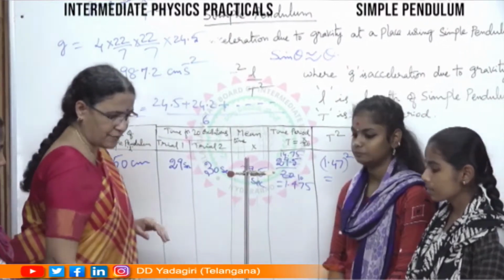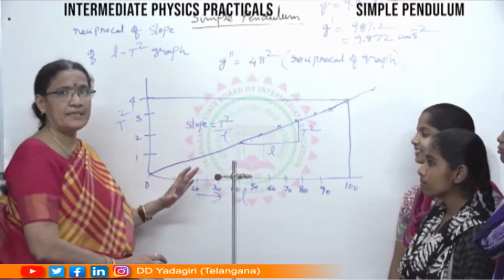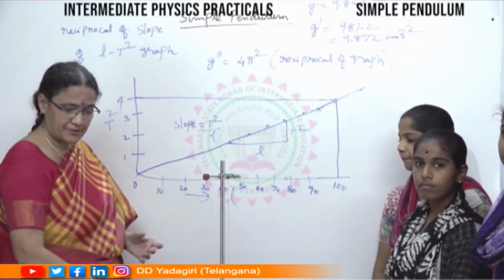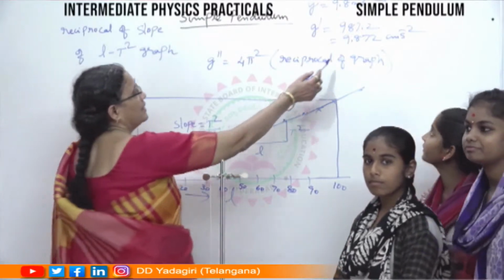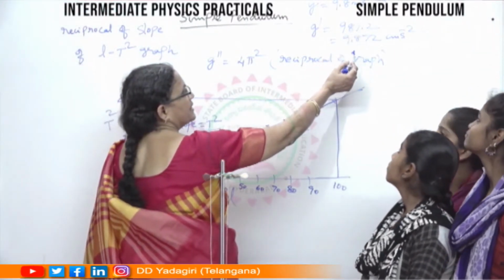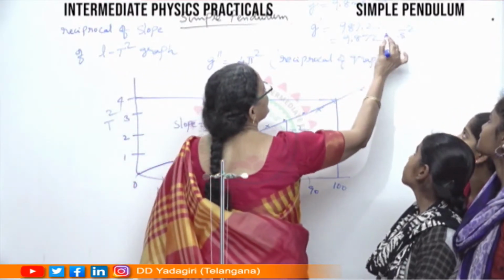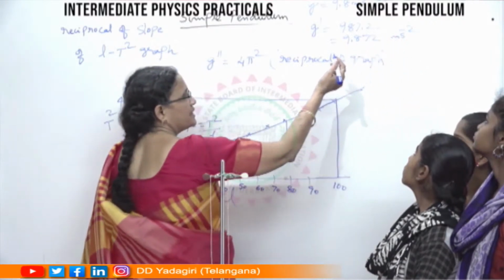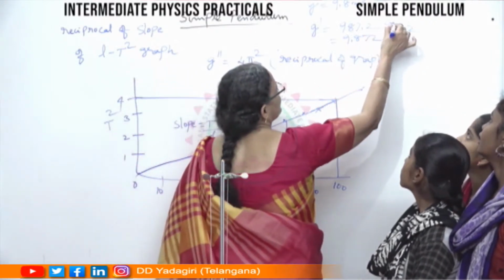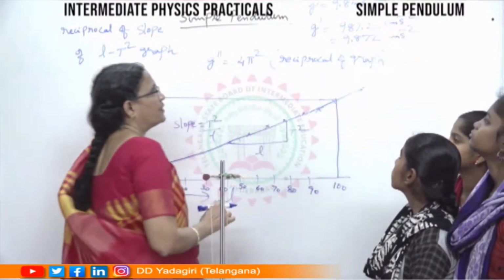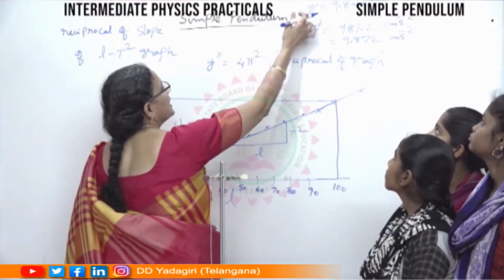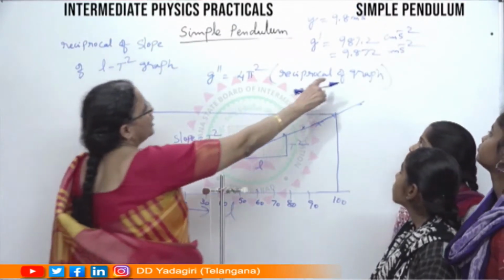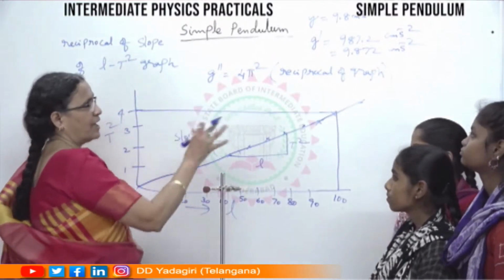Then we need to draw a graph. So we have completed the experiment by taking 6 readings. We have taken the average, substituted, and we got the value 987.2 centimeters per second square. This is in meters per second square. To convert centimeters into meters, divide by 100. Okay. So this is the value we got. And what is g? The standard value is 9.8. We got 9.872. Okay, we are near to it.